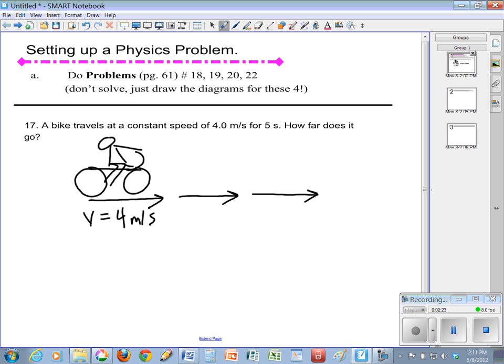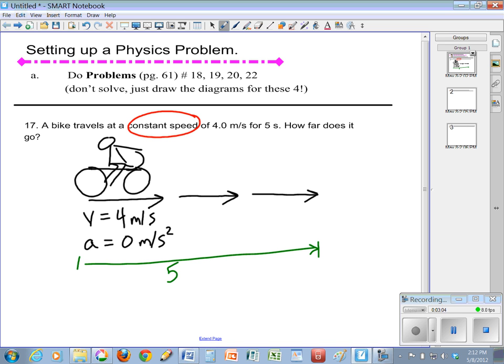So that's the velocity. The velocity is not changing here. The question says that the speed is constant. When you have a constant speed, that means there is no acceleration. Acceleration equals 0 meters per second squared. So this is a person on their bike who's pedaling at a steady pace, 4 meters per second. The acceleration is 0, and I don't even have to draw arrows to indicate that because it's not changing. For 5 seconds, they start at some point, and when they get to the end here, they've traveled for 5 seconds.